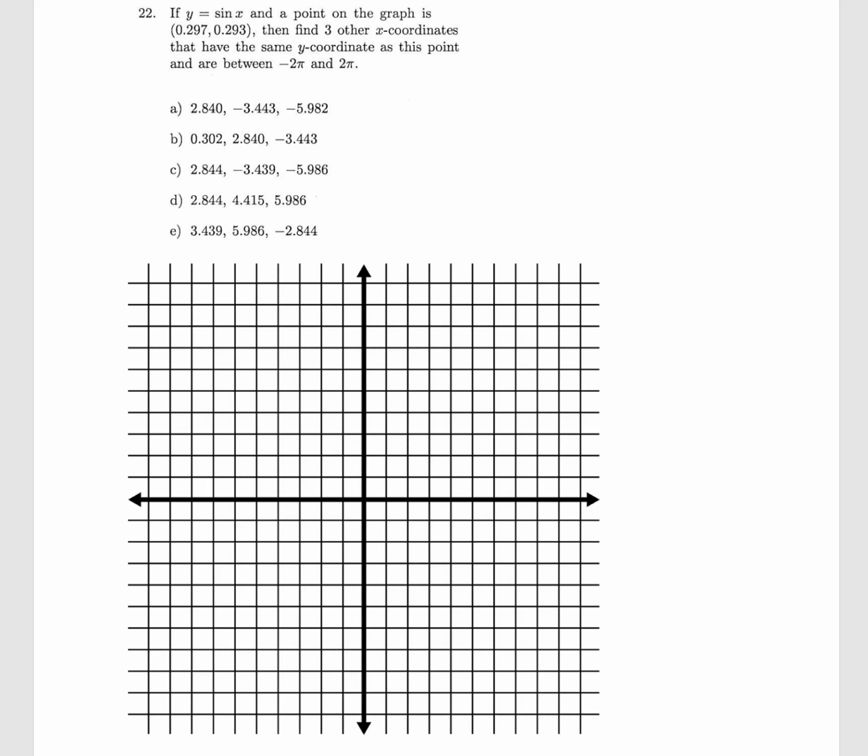So the function that we have is y equals sine x. And there's a point where y equals 0.293 and x equals 0.297. And we want to find other points that have a y coordinate of 0.293 and find out what x is. So let's start by drawing this function.